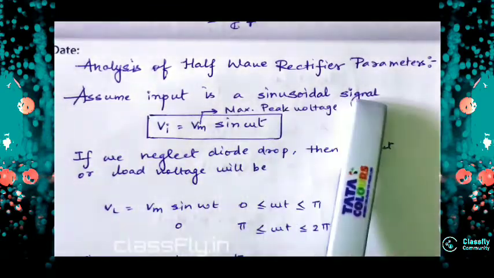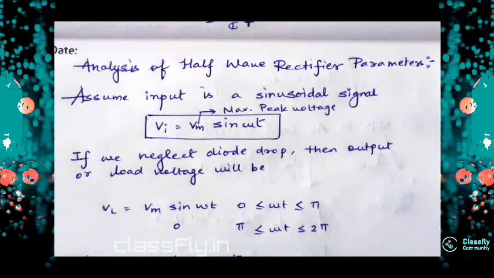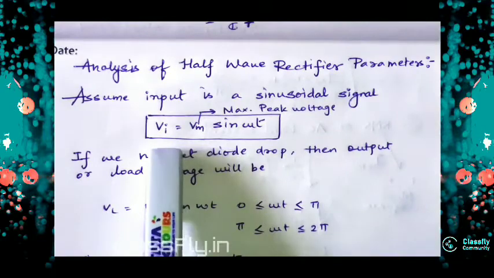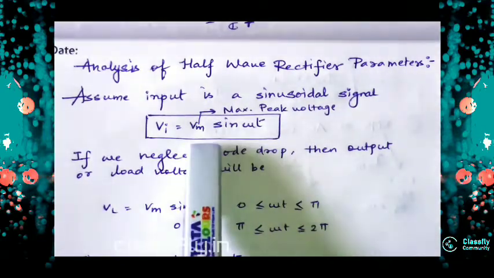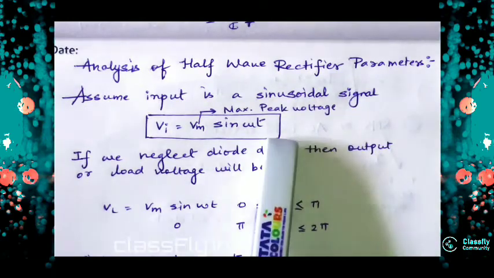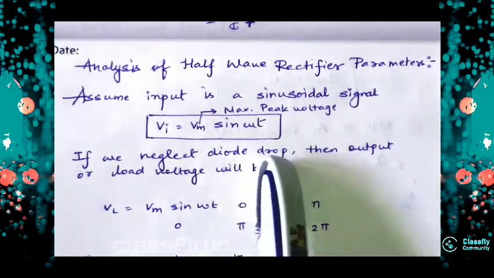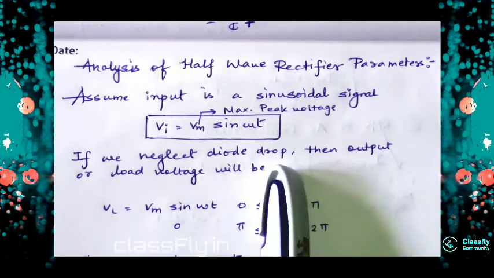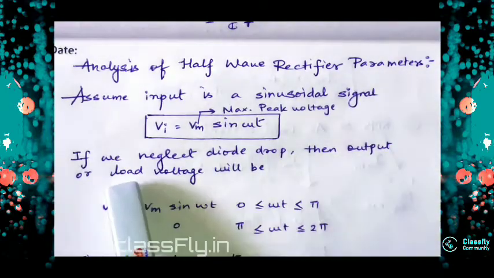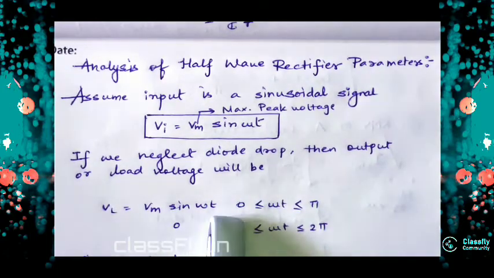Assume the input is a sinusoidal signal. We all know that a half-wave rectifier has an AC supply, that is, it is sinusoidal. So the equation will be Vi, that is the input voltage, is equal to Vm sin omega t, where Vm is the maximum peak voltage. We all know that this is the equation. If we neglect the diode drop, that is, if there is no diode drop, then the output or load voltage will be VL is equal to Vm sin omega t.